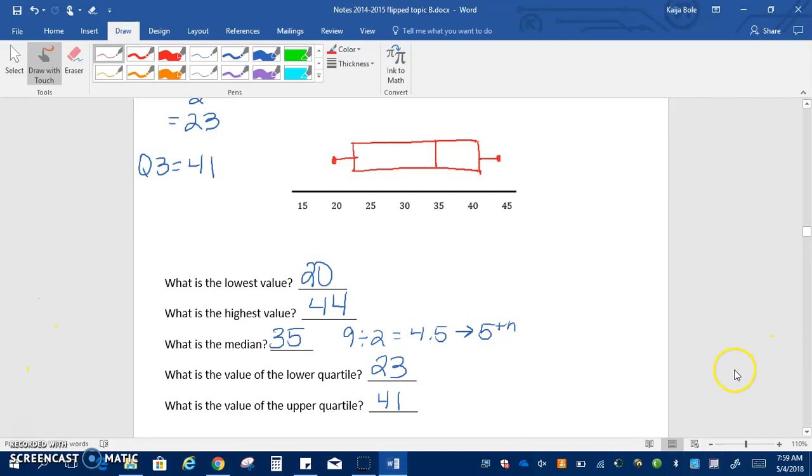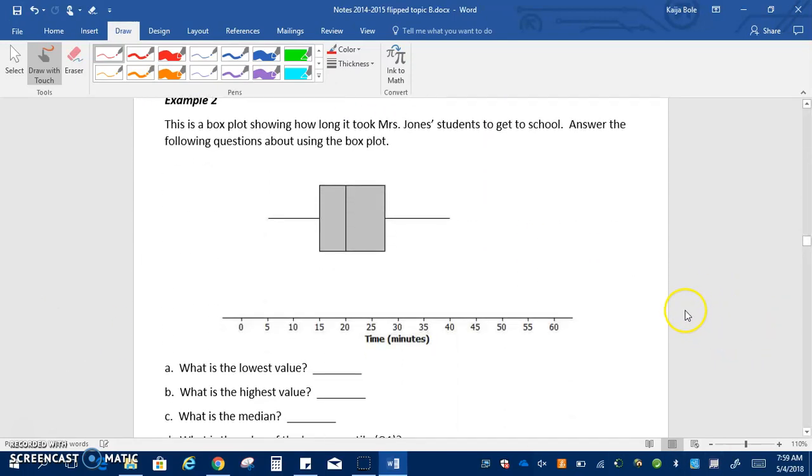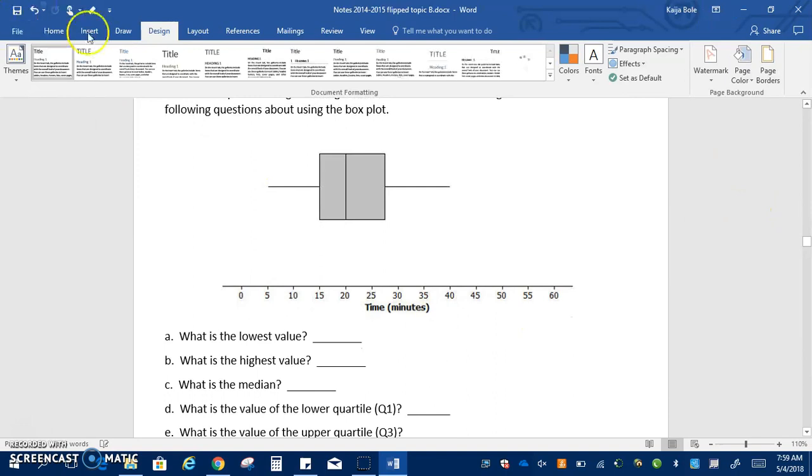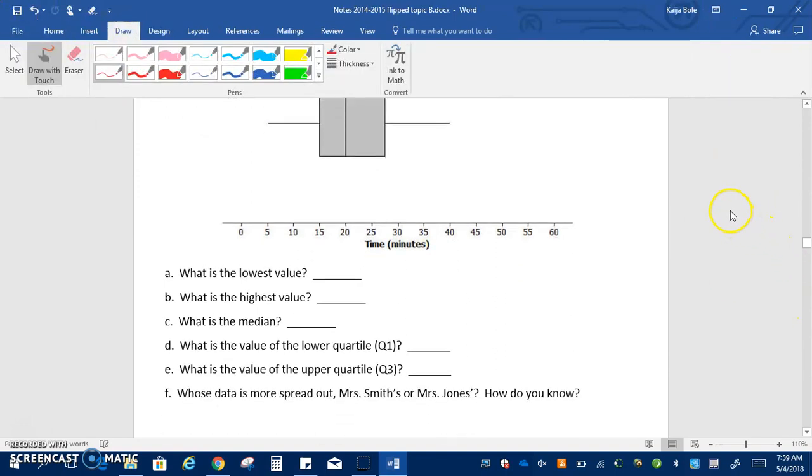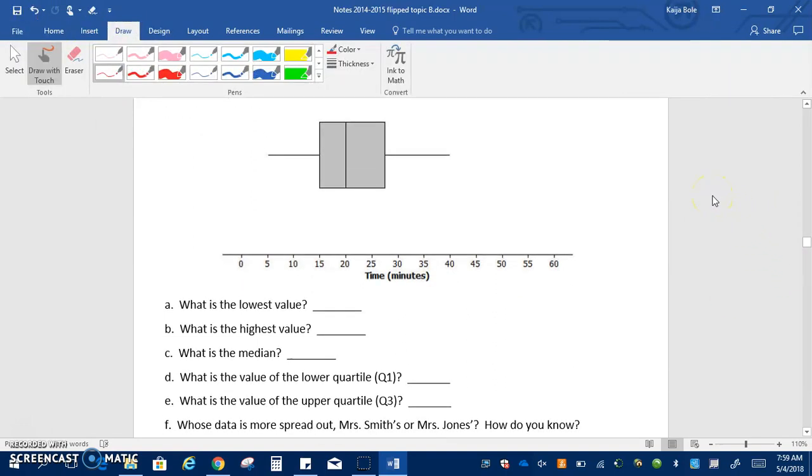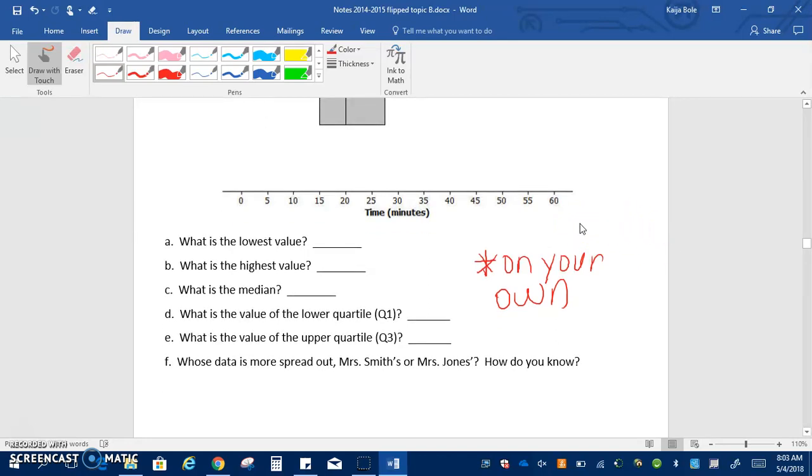Okay. If you go to the next page, here they gave you a box plot. So what I want you to do on your own is to just answer the questions using the box plot. Don't worry about part F right now. We'll do that together in class. So if you just do A through E on your own, and then we'll do part F together in class tomorrow.